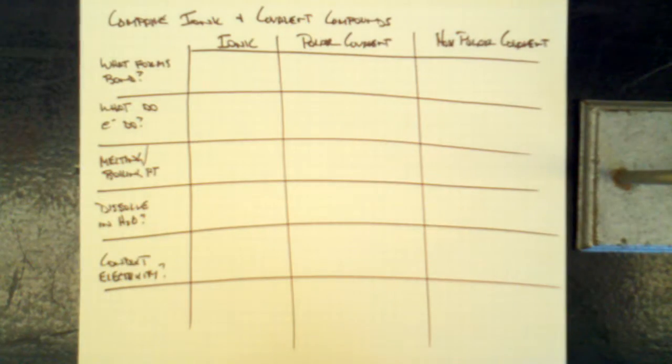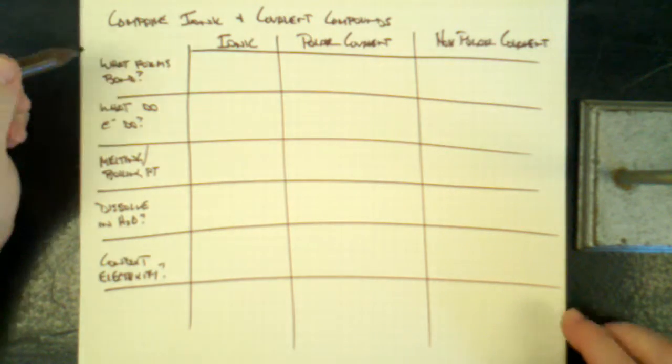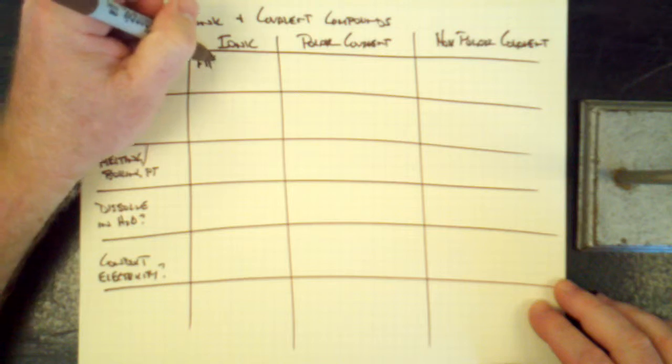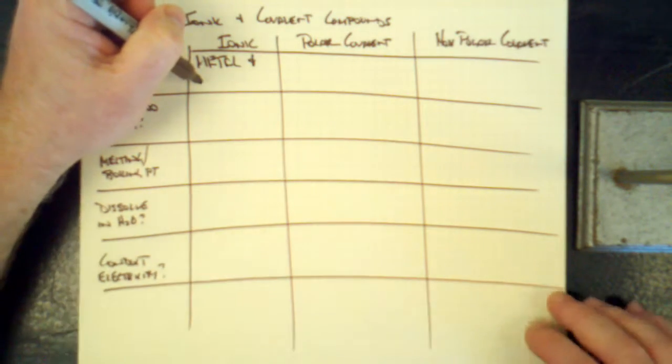Now let's compare ionic and covalent compounds. In an ionic compound, what forms the bond? Well, a metal and nonmetal.